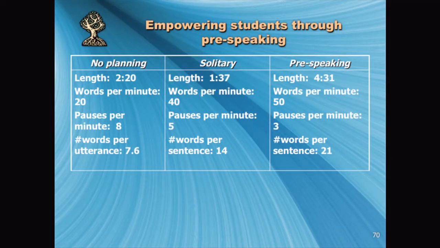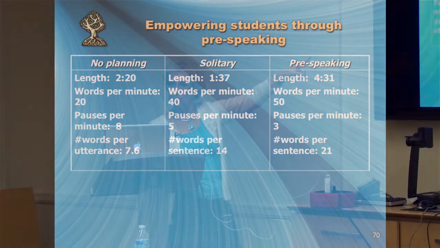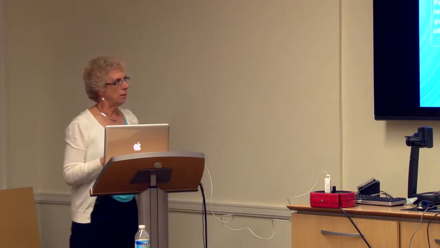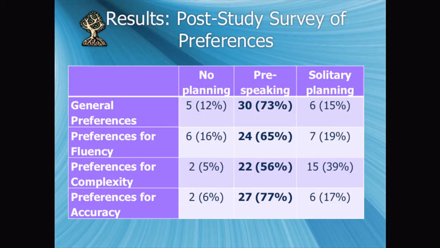6 weeks into French 1. This is what she found, okay? No planning. They were able to speak on average 2 minutes and 20 seconds, but it was a lot of hesitation. And it's words per utterance because they were not sentences, okay? Solitary, a little shorter, but they were able to say more, okay? Pre-speaking, look at the length. Look at the length. With pre-speaking, they were able to speak for 4 minutes and 31 seconds average for that task. And you can see the rest, okay? And she also measured their accuracy and so forth, okay? And this is the post-study survey of preferences, okay?